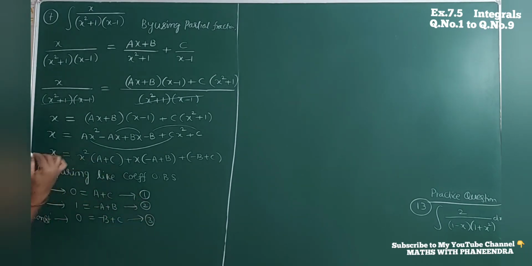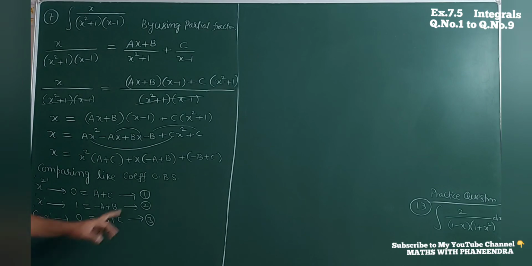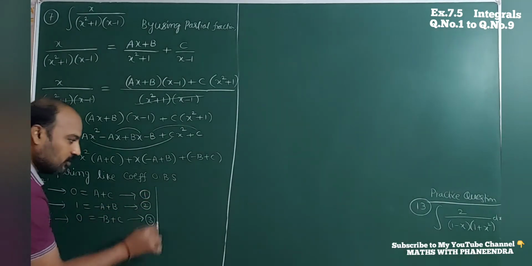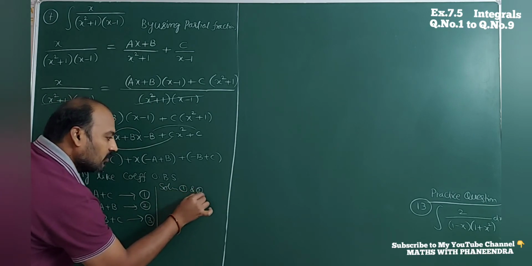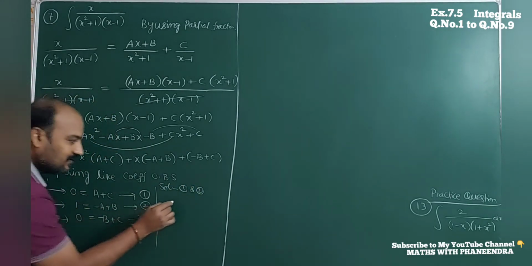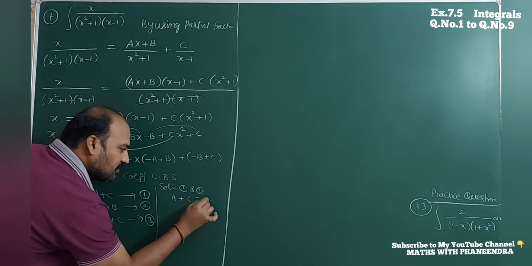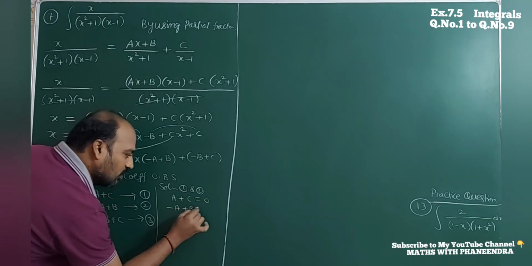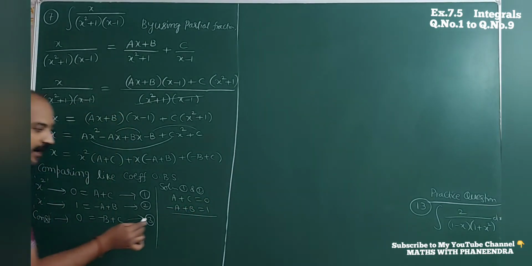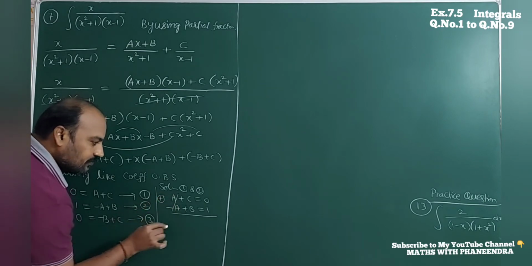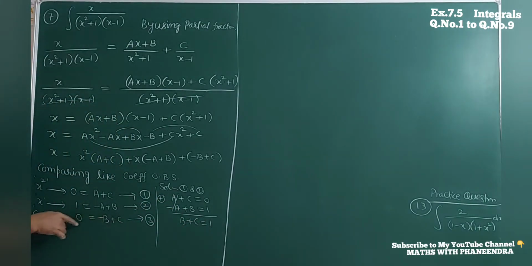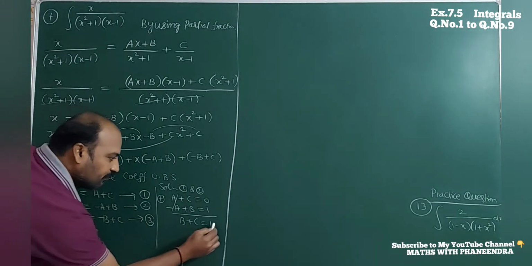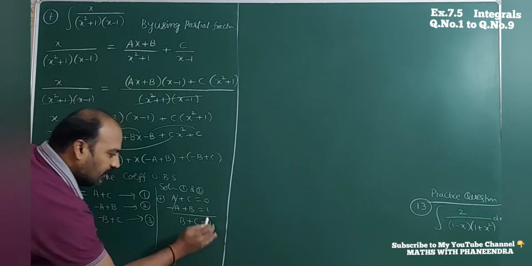Equation number 3. Now, solving 1 and 2. See here, plus a and minus a are there. A plus c is equal to 0, and minus a plus b is equal to 1. Adding these two, b plus c is equal to 1. So here minus b plus c is equal to 0. Again solving these two.